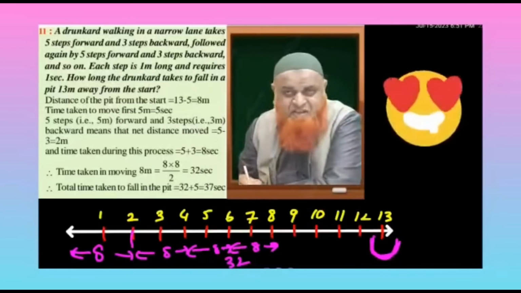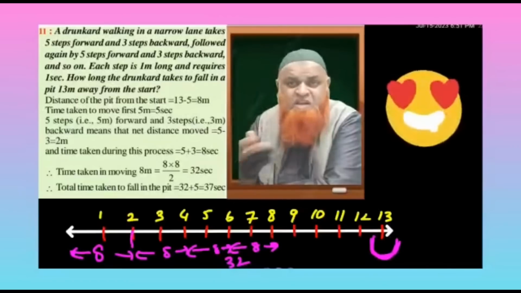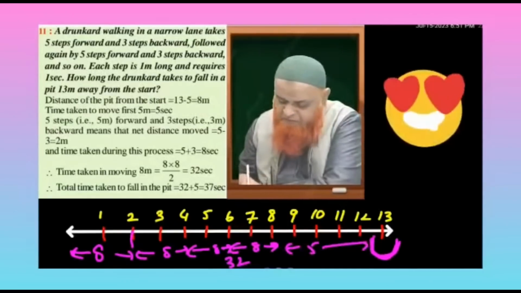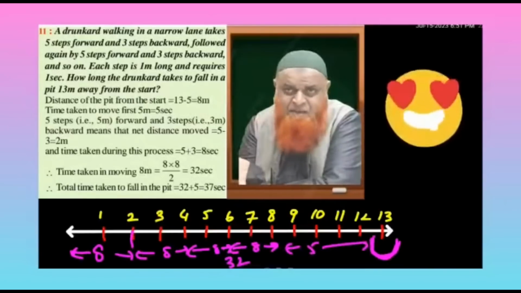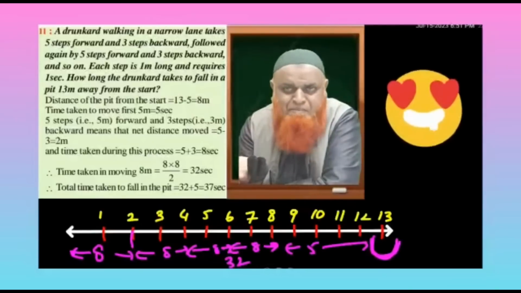And how many steps are left to fall inside the ditch? To fall inside the pit, how many steps are there? Yeah, still 5 steps are there. Okay, so in 5 steps he moves forward, falls into the ditch, and never returns back. He is not an ordinary man. He is a superman, a drunkard. So how can he come back? He falls into the ditch and never comes back.